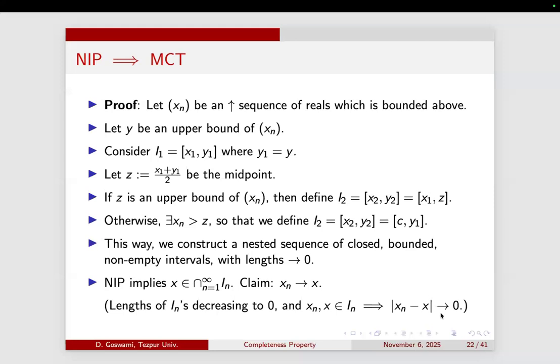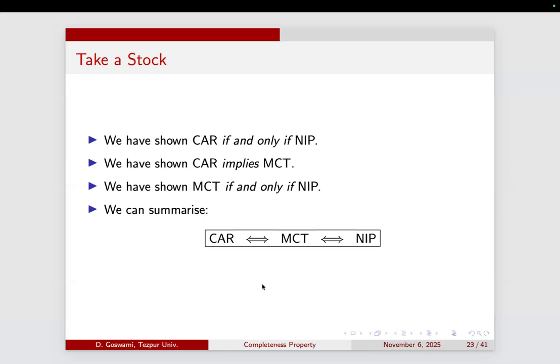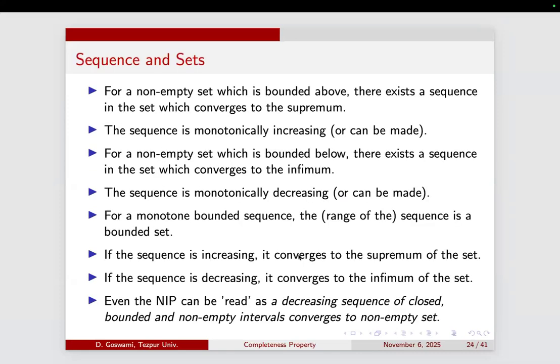You'll see it immediately. So what we have shown, in fact, is that the completeness property in R, which we have defined in terms of the supremum of a set, is equivalent to the nested interval property, and also the monotone convergence theorem. I tried to say something about sequence and set, their connection. I'll simply skip this.